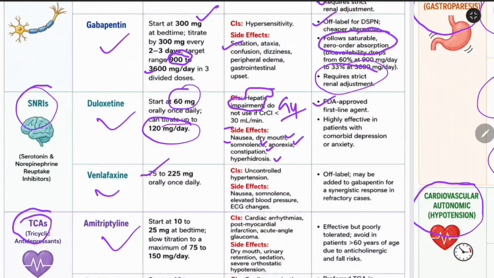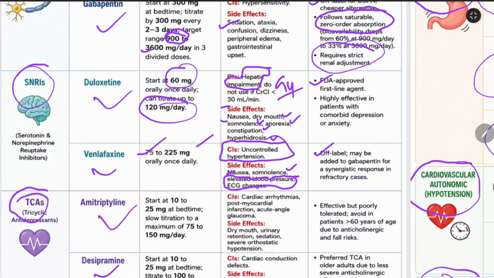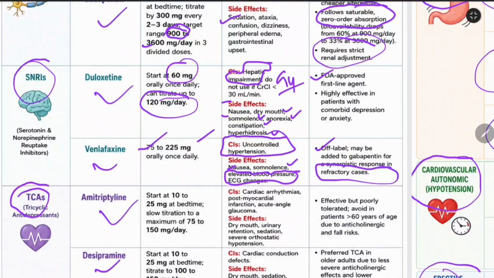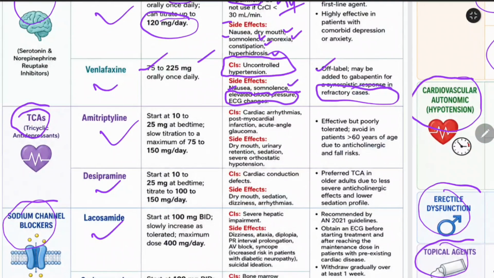Venlafaxine, starting dose 75, maximum up to 225 once daily. So here the side effect is mainly uncontrolled hypertension. Okay, this is a contraindication: uncontrolled hypertension. Side effects: this causes nausea, somnolence. So it has an effect on the heart. BP is elevated, and there will be ECG changes. Off-label use may be added to gabapentin for a synergistic response in refractory cases. So you can use venlafaxine in refractory cases. See the patient's heart rate, ECG, and blood pressure first, then you decide.